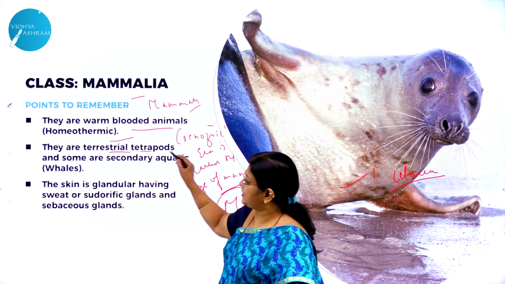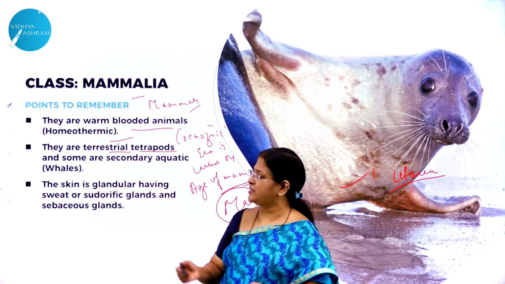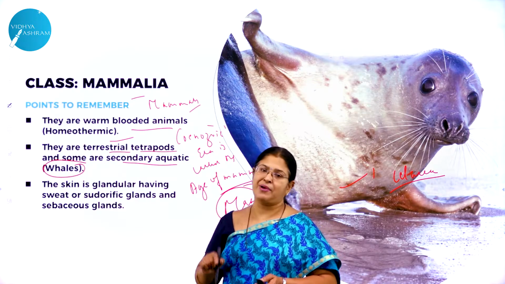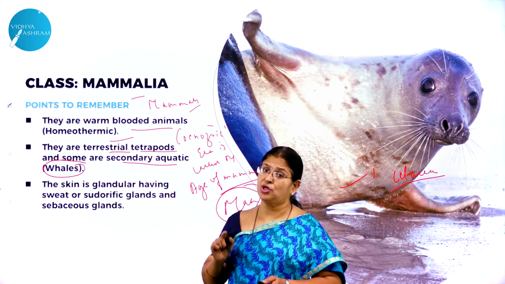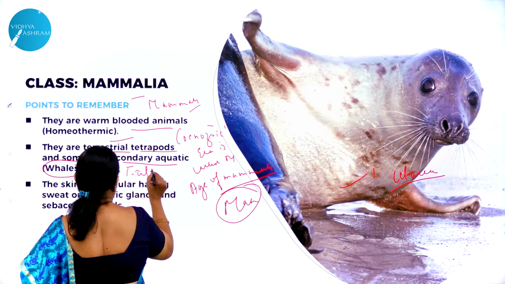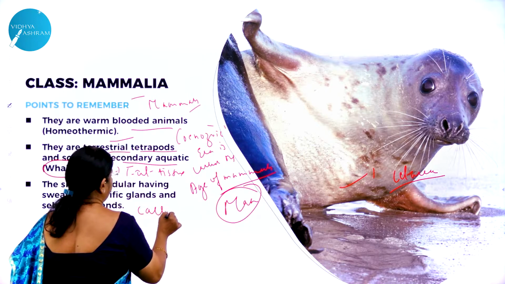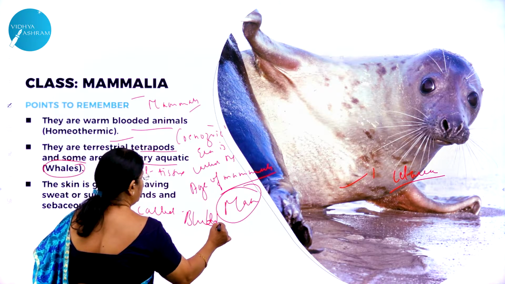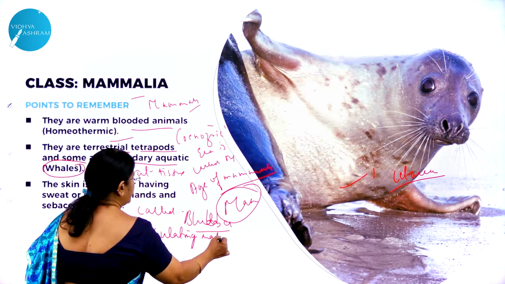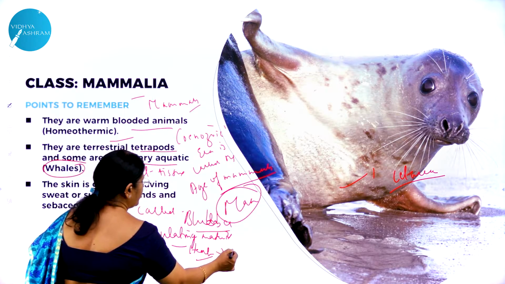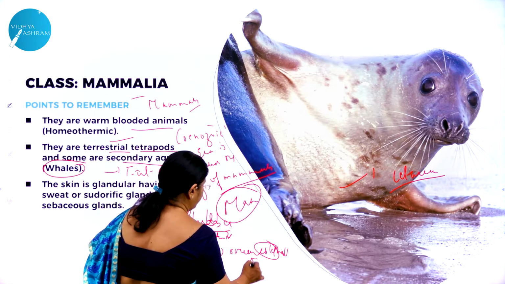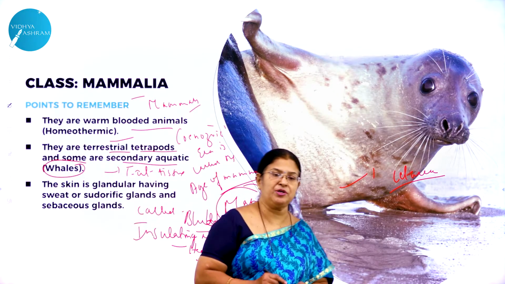And they are the terrestrial tetrapods. Most of the mammals are terrestrial except for some secondary aquatic animals like whales. You might have come across whales. Whale is an aquatic mammal. As you know, mammals cannot survive in water because of the cold. But do you know how it is possible for whales to survive? It has a fat tissue called blubber, which acts as an insulating material which releases heat, so that it can overcome the coldness of water. That is the reason why it is able to survive in water.